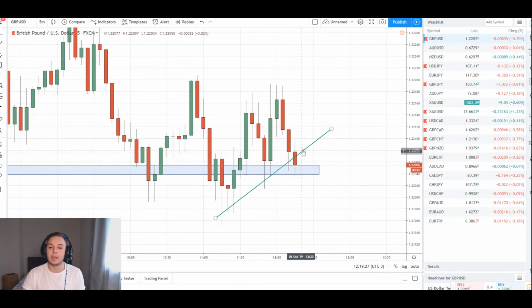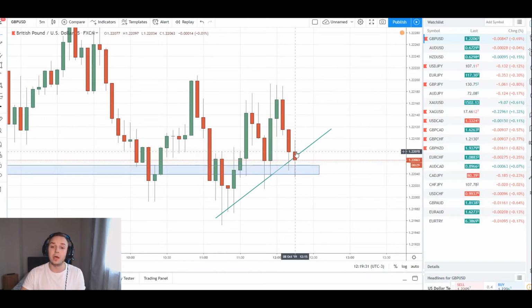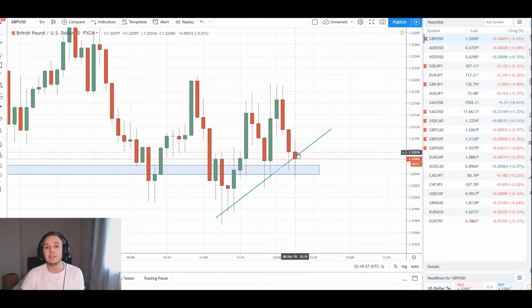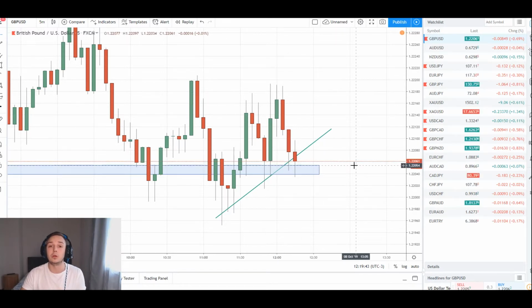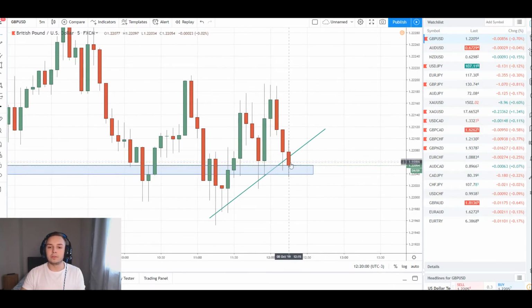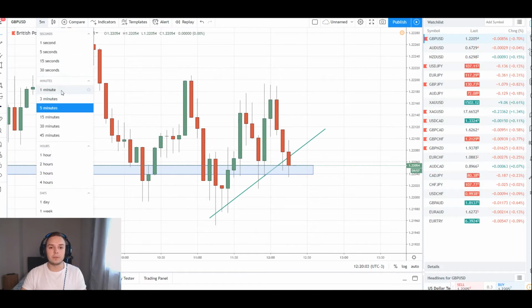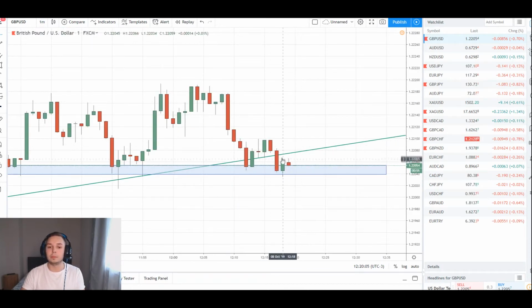Because if this red candle breaks this trend line, it means it's a downtrend now. If it pops up towards this direction, it means it's still a buying direction, and that's what we need to wait for. It's 20 seconds left, and I'll come back to you guys once this candle closes. So this candle closed towards the downwards direction, which means we need to wait for a pullback towards the upwards direction before we start placing a downwards trade.